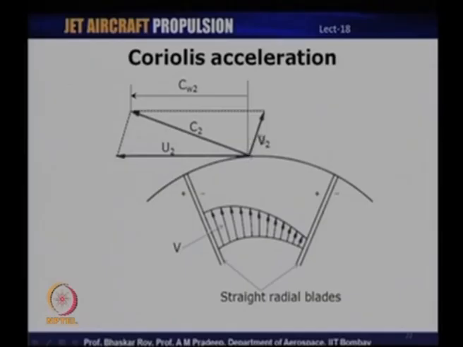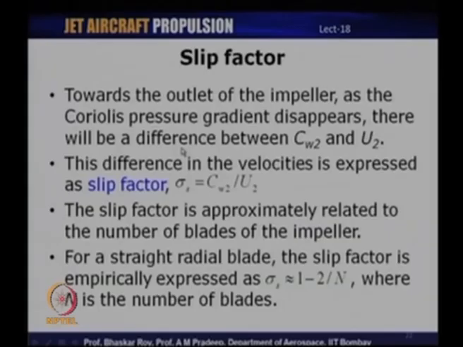And as V2 deviates from the radial direction, it means that the component of C2, that is Cw2, will start becoming different from the blade speed, that is the peripheral velocity. So, the higher the deviation of V2 from the radial direction, the lower will be the slip factor. If V2 were to leave the blades radially, then the slip factor will be equal to 1, because Cw2 will then be equal to U2, which is what we had seen earlier.